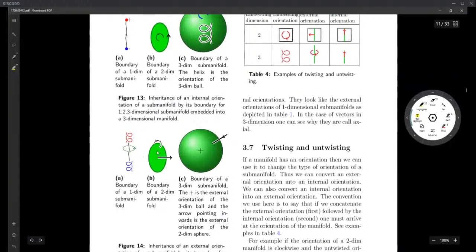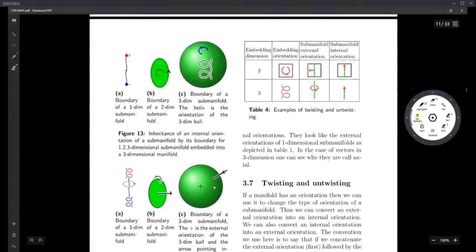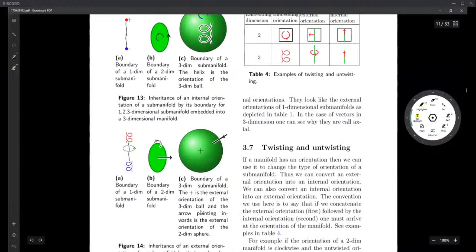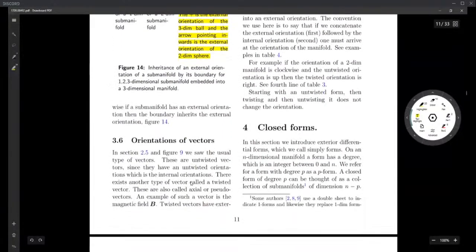This again is an external one where you have it pointing out, and the boundary is also going in an anti-clockwise direction, like towards the right. So this also follows the same way. And the boundary of a three-dimensional manifold right there, you have it pointing inside, like the charge, the plus, is within. It's the external orientation of the three-dimensional ball right here. The external orientation is of the three-dimensional ball, and the arrow is pointing inwards, the external orientation of the two-dimensional sphere, which is within. So yeah, orientation of vectors.